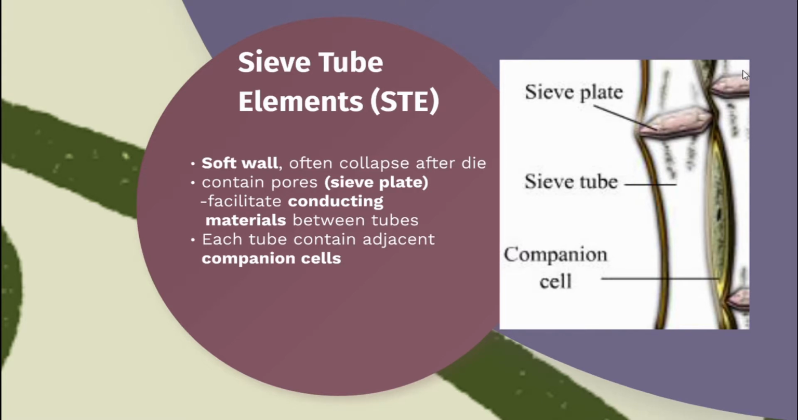A sieve tube element is made up of a soft cell wall that often collapses after its death. It contains pores called sieve plates. These pores help to facilitate conducting material between tubes. As you can see, each tube also contains companion cells.